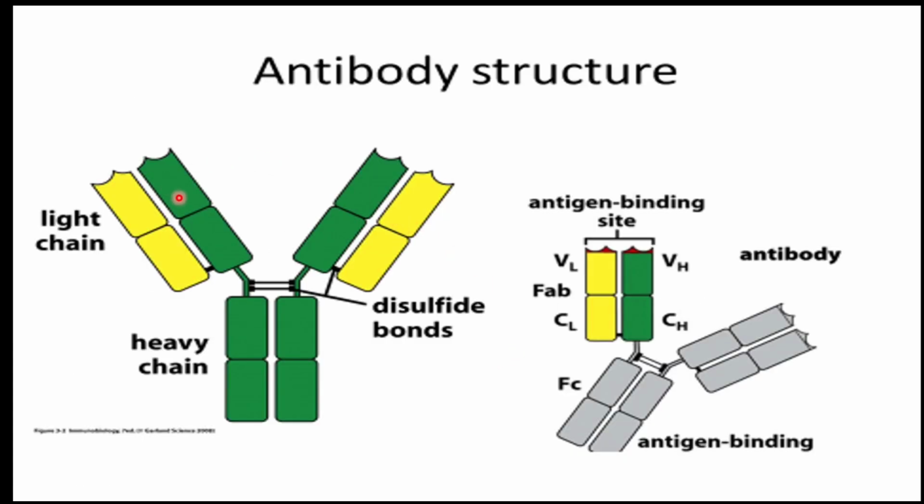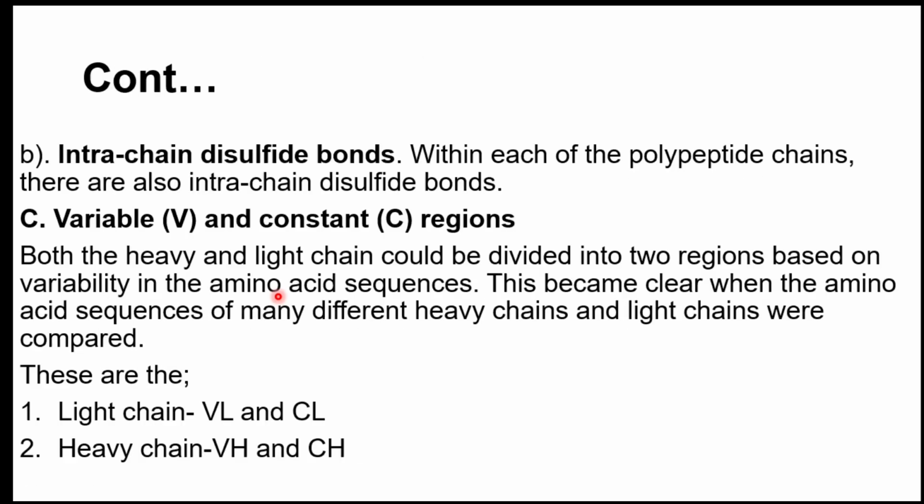So this is what we've been trying to talk about. We have the heavy chain. This is one of the heavy chains. We have the light chain. This is also a heavy chain. The heavy chains are all green, and the light chains are yellow in color. So we've seen that there is a hinge. At this point, where the Y is formed, there is a hinge. We've looked at the different parts.